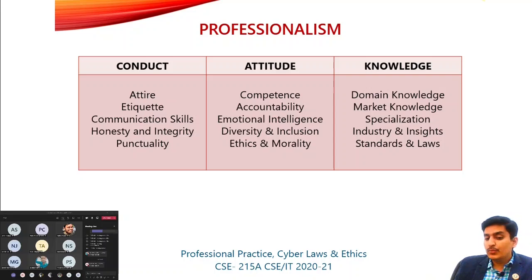And finally, ethics and morality. So how good a person you are, or how reliable you are when it comes to the fulfillment of your professional duties. So this is all attitude is about.